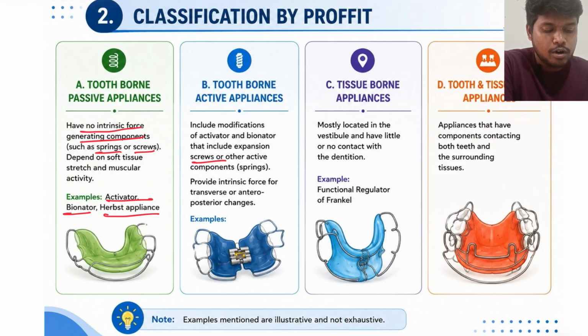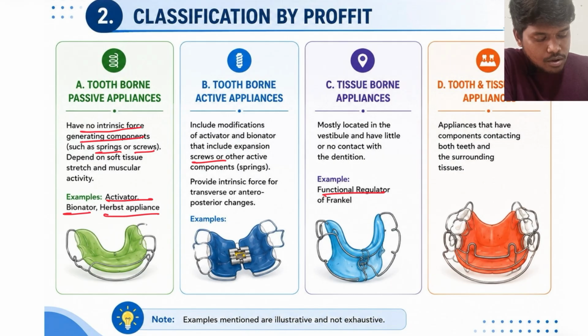Okay, next is tissue-borne appliances. This is mostly located in the vestibular area. So we have a vestibule, and this will be placed inside the vestibule, and it will work like this. Okay, the main example is Function Regulator. Okay, next one is tooth and tissue-borne. I have already told that tooth and tissue-borne appliances actually contact the tissue as well as the teeth.